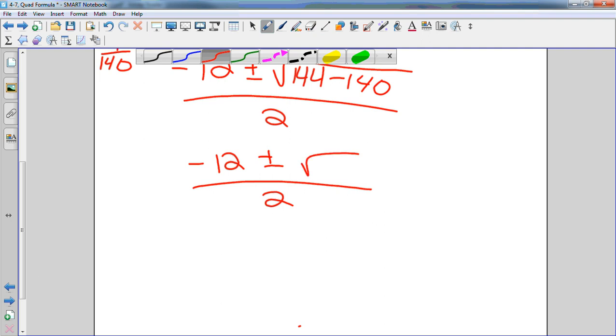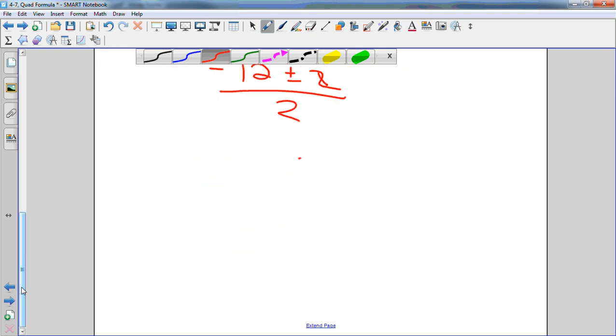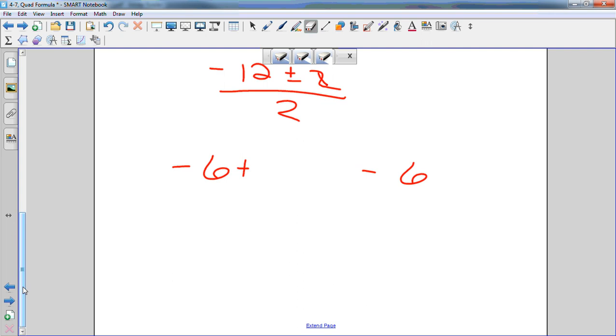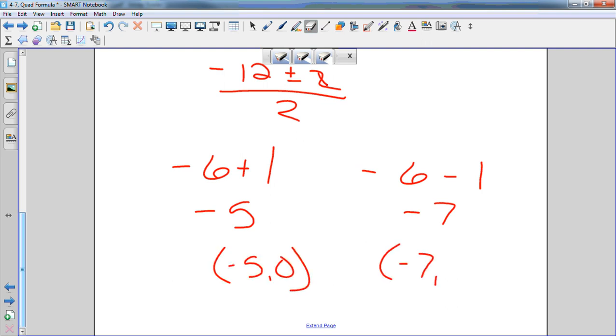So square root of 4, which is easy. So negative 12 plus or minus 2 over 2. Nice. So I have negative 6 plus 1, and negative 6 minus 1. So I have negative 5 and negative 7. My 2 points are negative 5, 0, and negative 7, 0. See that right? You guys get it?